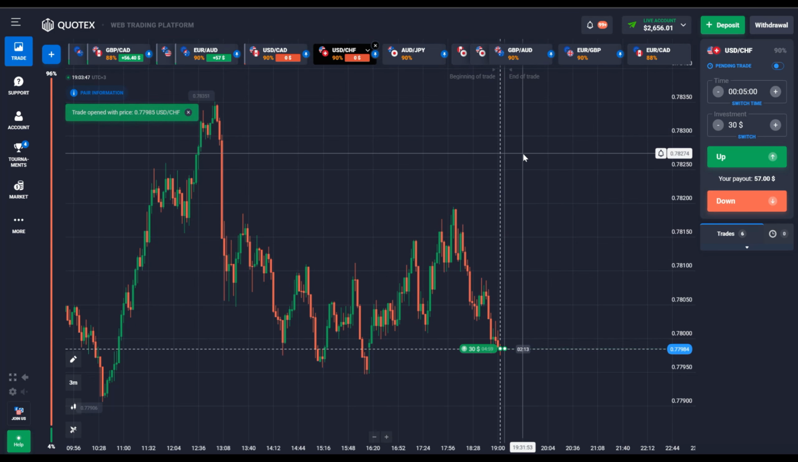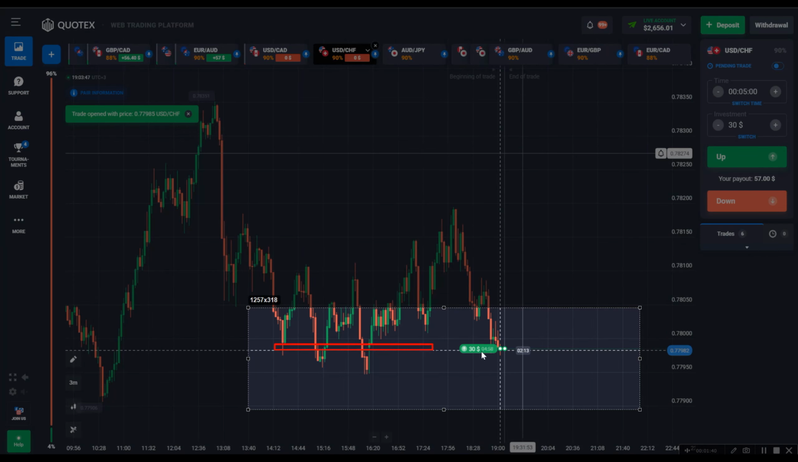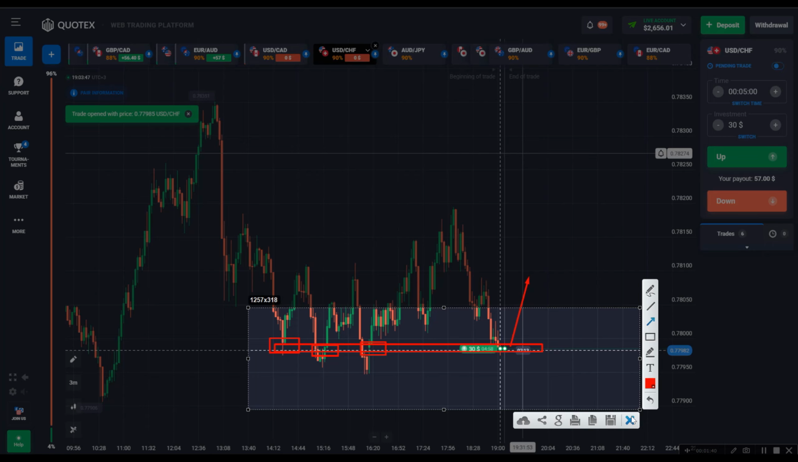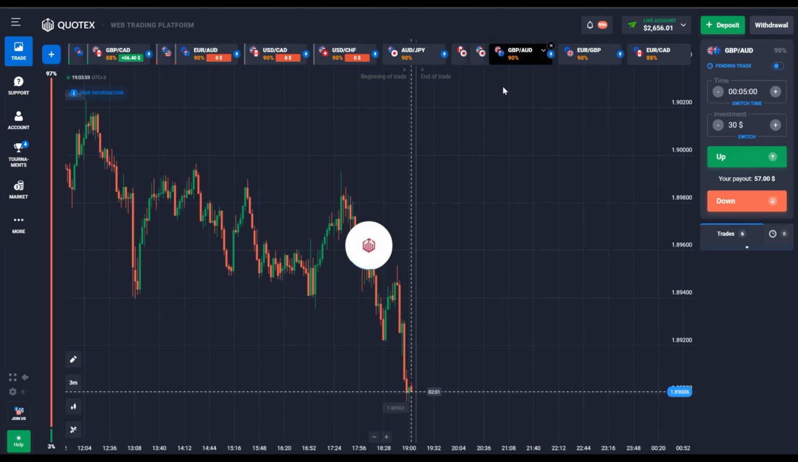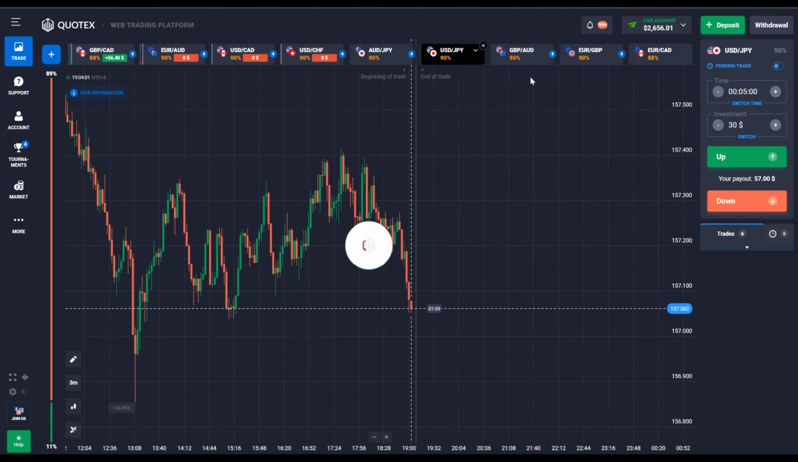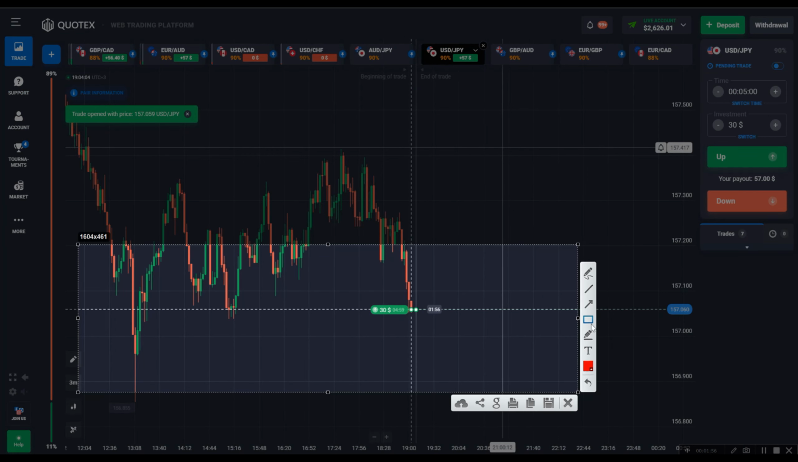US dollar, Swiss franc, roughly the same situation. I'm also opening an uptrade, a support zone with a bunch of reversals from this zone. 6 trades are open so far, maybe that will be enough. I'll also open the US dollar, Japanese yen. We also have a significant support zone here, and clear reversals from this specific zone are quite visible.